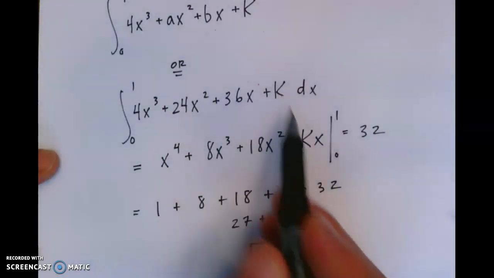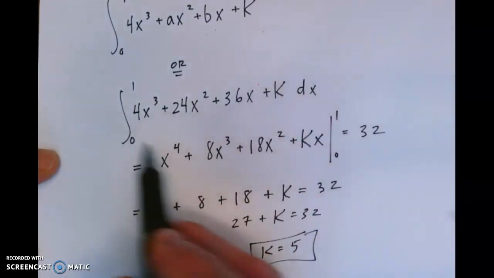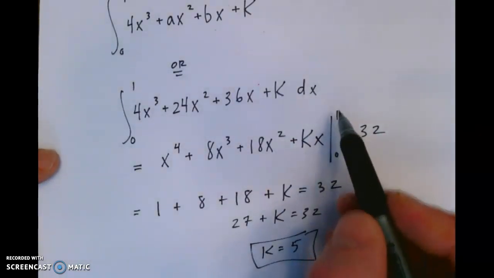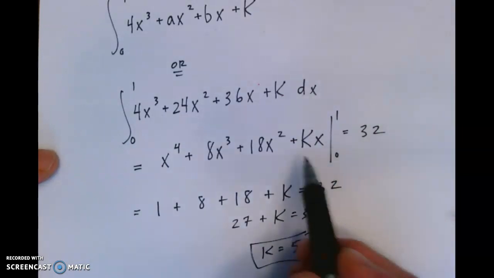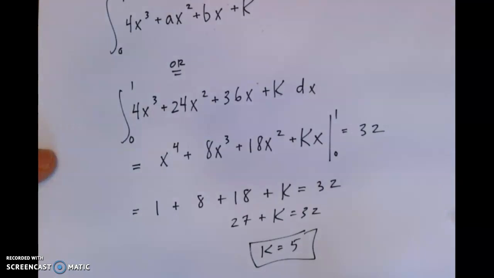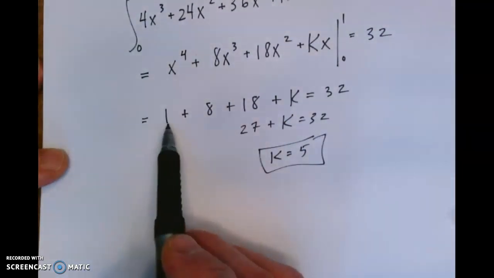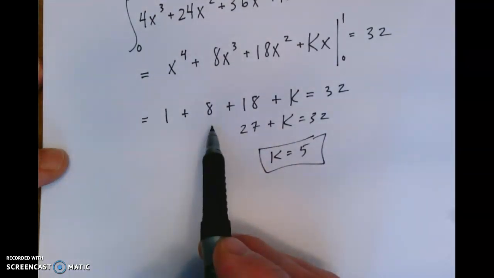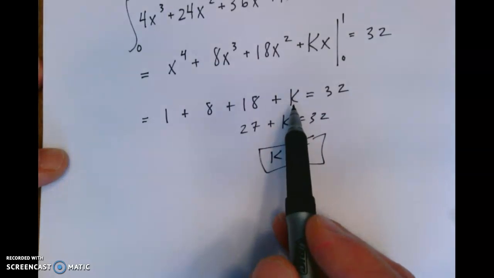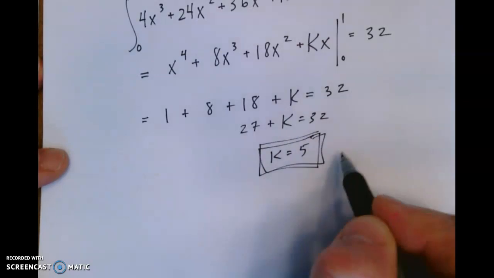That might be one of the ones we struggle with a little bit. K is a constant, so if it's 5, it becomes 5x, so on and so forth. So this is our integrated format, and we evaluate it at 1 and 0, and it equals 32. Well, because there's an x value for every term, evaluated at 0 just equals 0, therefore this simply becomes 1 to the 4th, or 1, plus 8 times 1 to the 3rd, or 8, plus 18 times 1 squared, plus k times 1 equals 32, some algebra, and we end up with k equals 5.